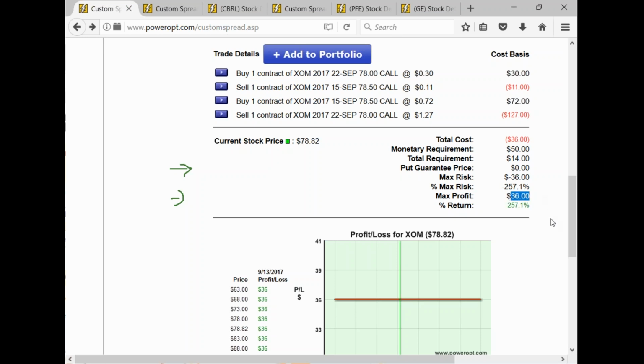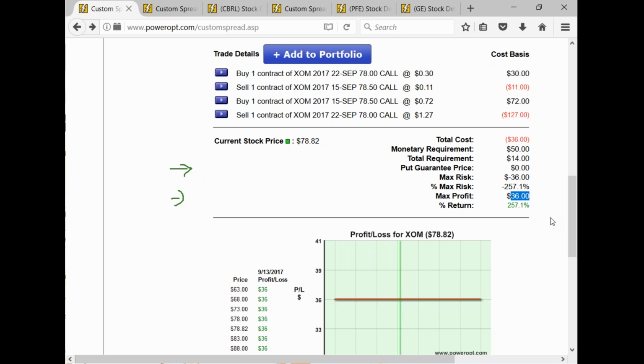Sure, you could increase it. You're absolutely right. You can increase it by 15 cents to a max profit of 51 cents by rolling it to that September 78.50 strike. The math would work out to get 15 cents extra. But then the stock would have to be above 78.50 next week to get the maximum return.